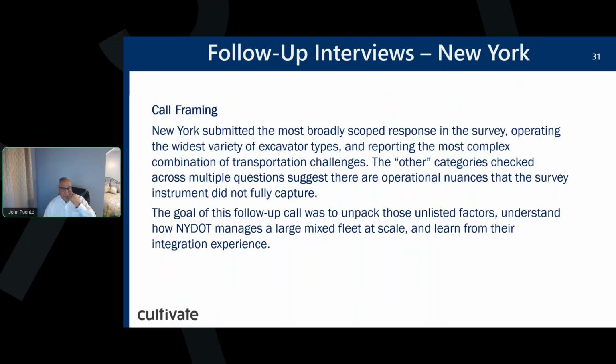All right, our last state, this is New York. They submitted the widest variety of excavator types and also the widest variety of transportation challenges of all the states that we interviewed. Our goal here was to unpack how the New York DOT managed a large mixed fleet.